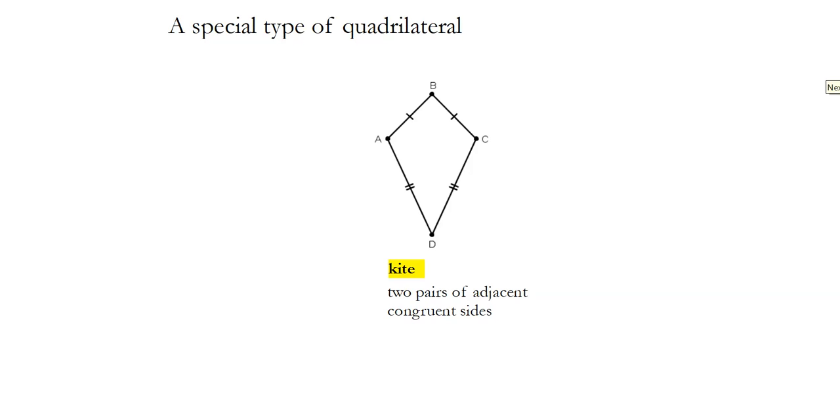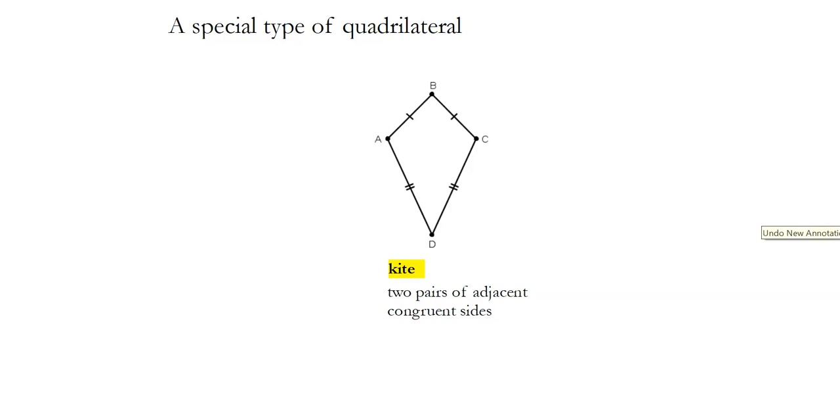And then here is a special type of quadrilateral. It is a kite, right? Please don't confuse a kite with a parallelogram or a trapezoid. These marks that you see here are congruent marks. It's not arrows. This dash means that this side and this side, right, are the same length.